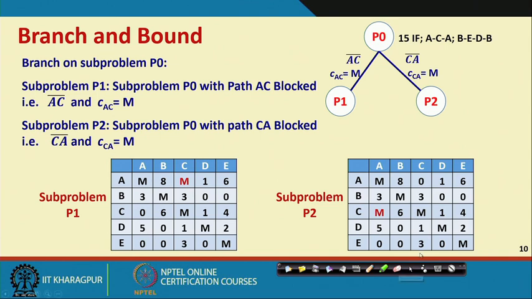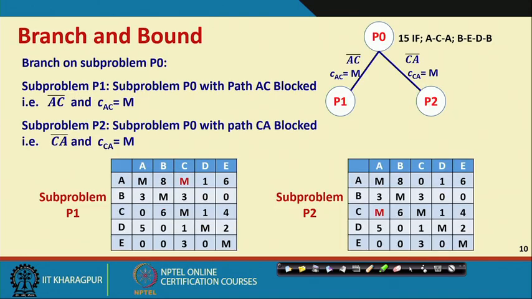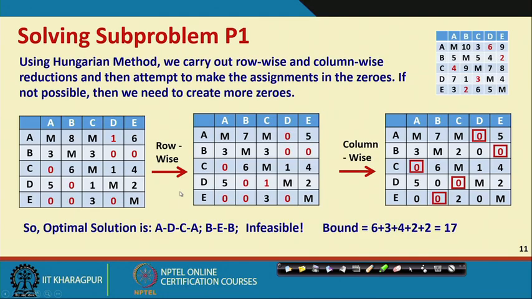So, once we have those two sub problems, now solving P1. So, what has happened in P1, if you look once again, we have put AC bar, that means A to C we have blocked. So, A to C has been blocked here, just look carefully, A to C has become M. Now, again we solve, so I am not going deep into it, that means row wise again we find out the minimums and we deduct them row wise. So, we do not have to start from the beginning, we can start from the matrix that we already had.